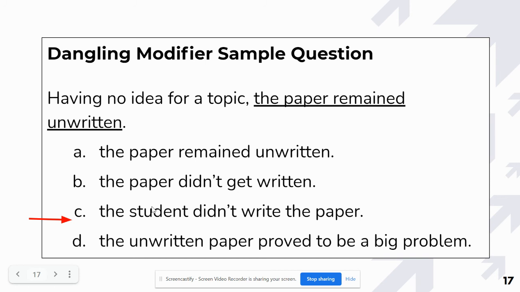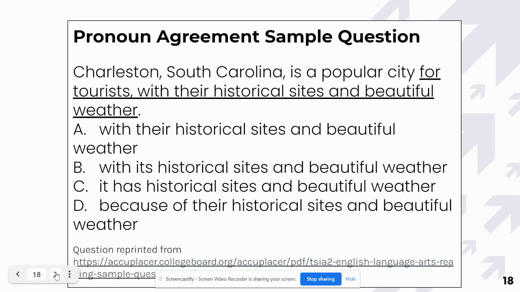And I do have a slideshow on dangling modifiers. I used it this year with my TSI class, and I thought that it actually went pretty well. The students who were in class seemed to understand it. So that is one that, again, students don't tend to see what's wrong with it. Okay. All right.